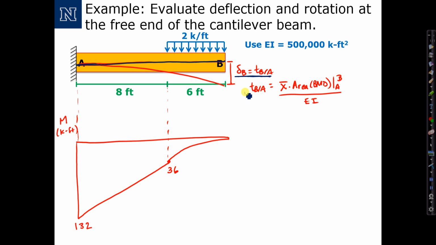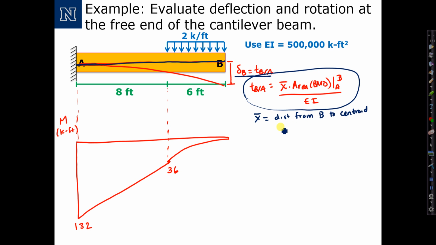Now let's focus on evaluating this T at B with respect to A. Basically, we need to sum the x bar, where x bar equals the distance from B to the centroid of the area, and then multiply that times the area. Now for this particular moment diagram, it's very difficult to evaluate a centroid of the whole area, so again we have to break it down into regions. And in fact, we can't even easily evaluate the centroid of a trapezoidal region. Maybe it is possible to do so, but I'm simply going to use an intuitive approach and break it down into a rectangle and a triangle.